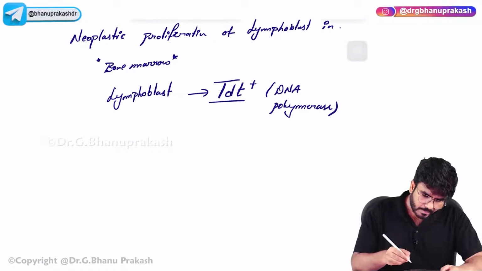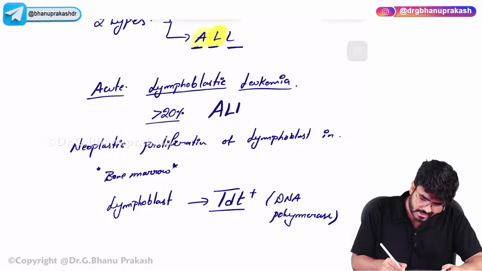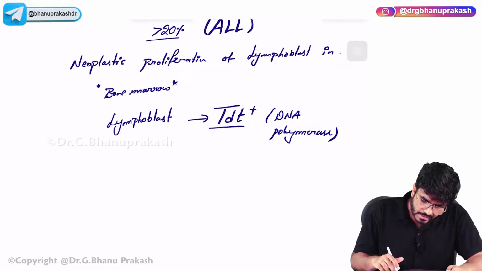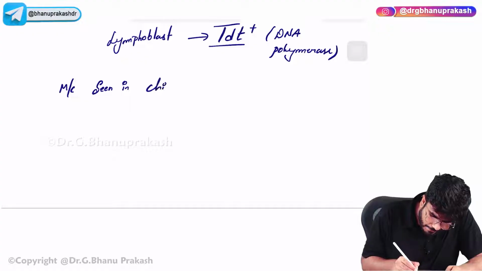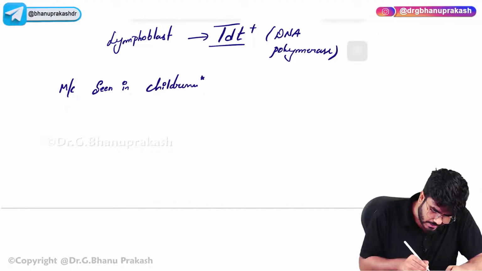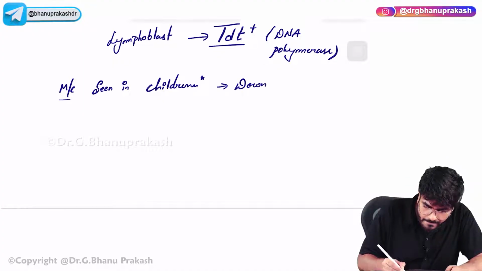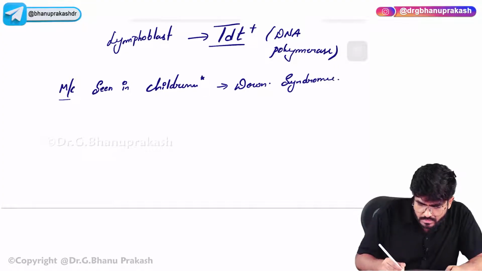Now my question to you is, this ALL, acute lymphoblastic leukemia, in which people will we see this? ALL is most commonly seen in children, that too most commonly in children with Down syndrome, and that too after 5 years.